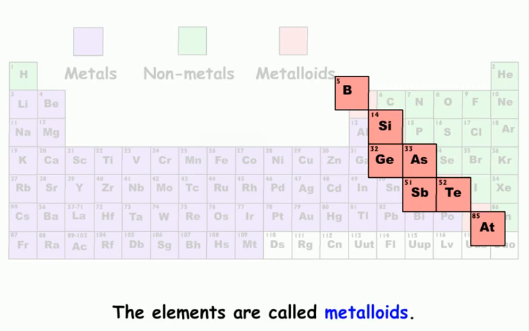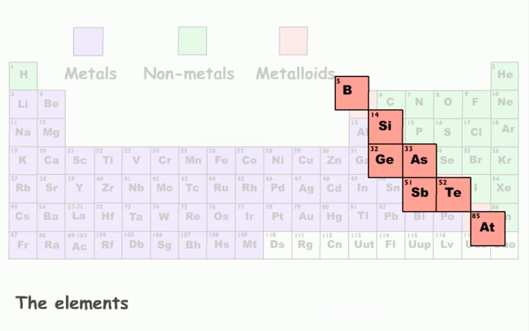The elements boron, silicon, germanium, arsenic, antimony, tellurium, astatine are all metalloids.